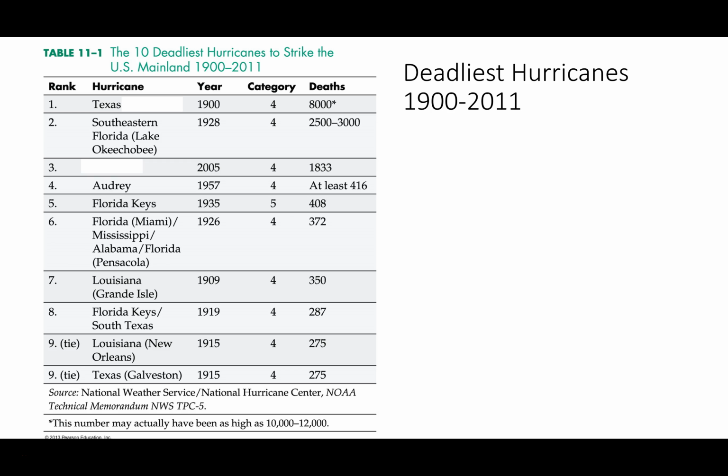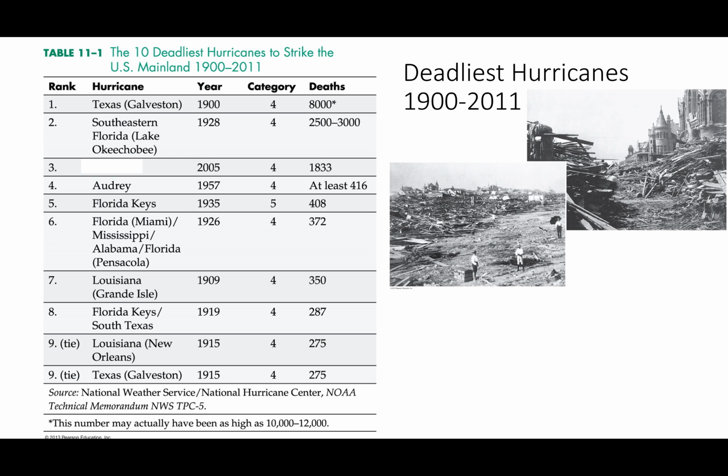So I kind of hit a few things here. The deadliest hurricane ever was in Galveston, Texas, in the year 1900. Actually, Galveston got hit twice. It's number 1 and number 9. So 1900, 1915. And I bet you already kind of know why the death toll was so high there. You figure, for a number of reasons, their structures weren't as sound as they are today. They didn't have the warning system that we have today. Those are the two big ones.